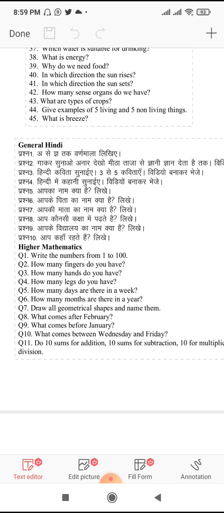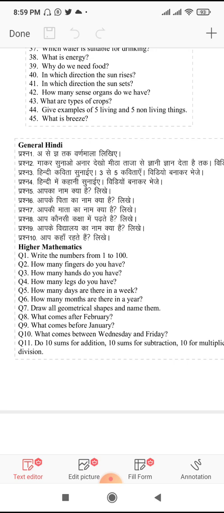Draw all geometric shapes and name them. Point, ray, line segment, angle, triangle, rectangle, quadrilateral, and cube, cuboid, cone, सिलेंडर, स्फीयर. ये सारे आपको बनाना है.